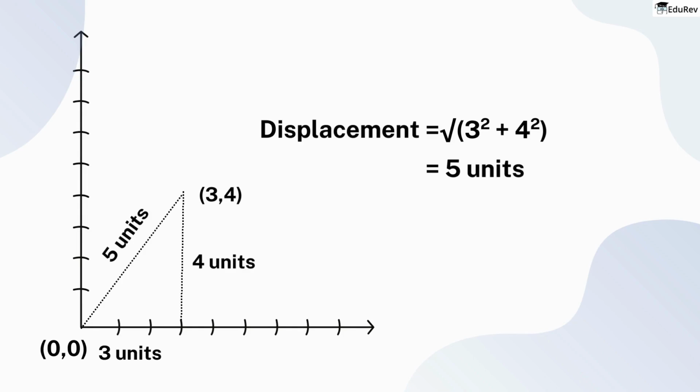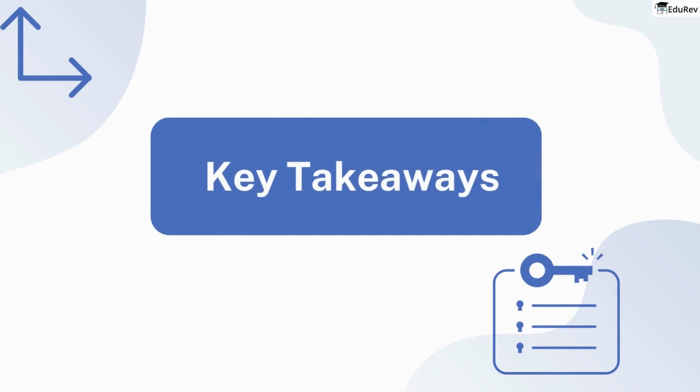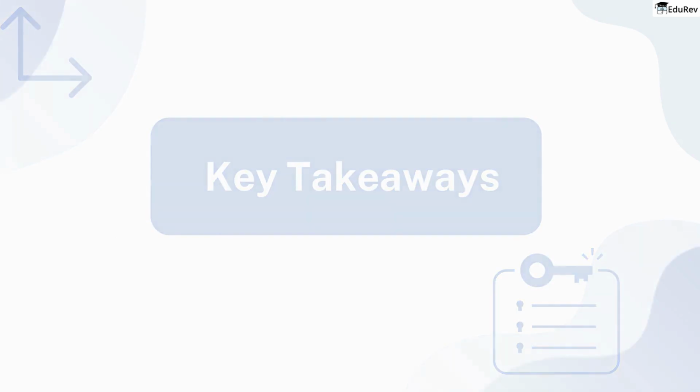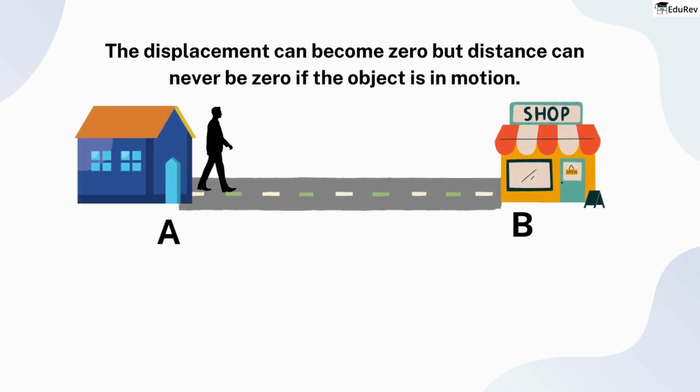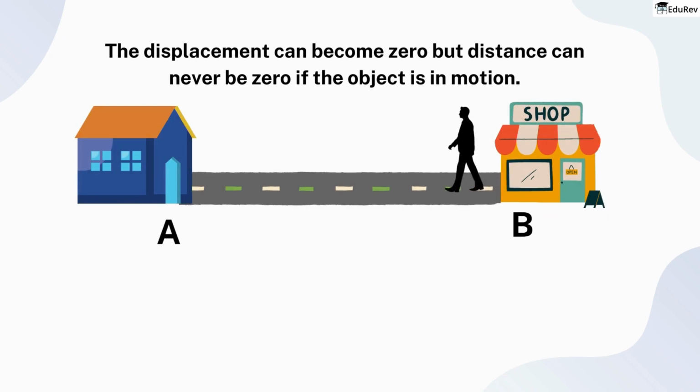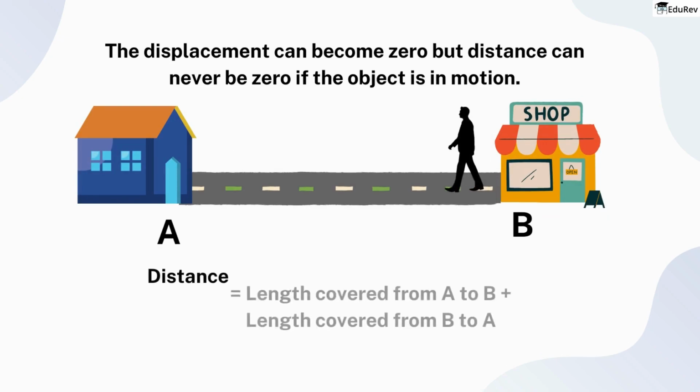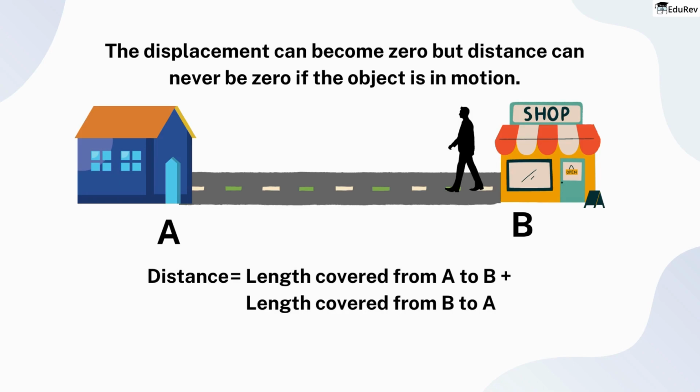Having gained an understanding of distance and displacement, let's now discuss some key takeaways related to these concepts. First, the displacement can become zero, but distance can never be zero if the object is in motion. For example, imagine you are walking from point A to point B in a straight line, and then back to point A. The total distance you traveled would be the sum of the lengths from A to B, and then from B to A. However, since you ended up back at your starting point, your overall displacement would be zero, as there is no difference between your initial and final positions.